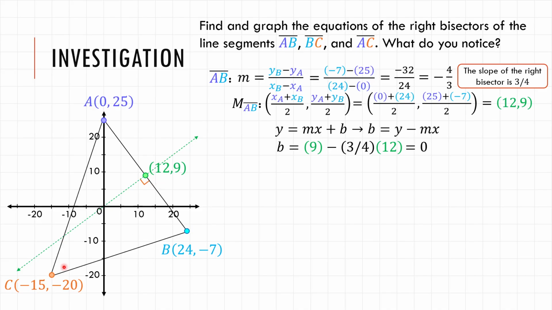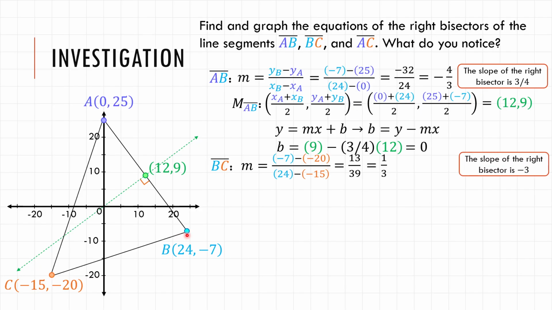Now, to move on to BC and follow the exact same steps. First, I will find the slope of BC. Right? Just using the slope formula there, I'll see it's 1 over 3. And that means that the slope of the right bisector needs to be negative 3 over 1, or just negative 3. The midpoint can be found by averaging those x values and averaging those y values. And so I've got that midpoint coordinates right there.